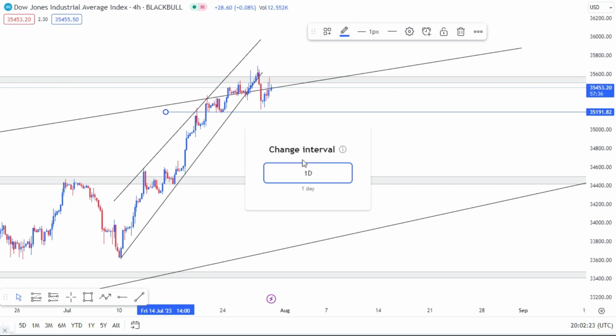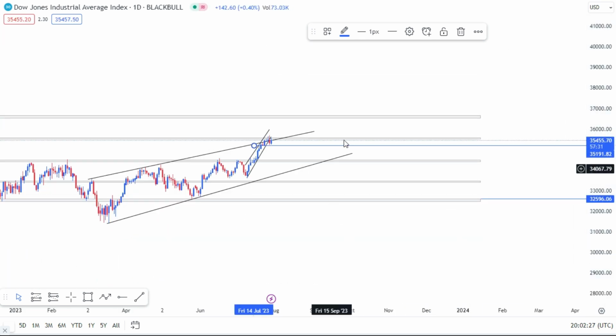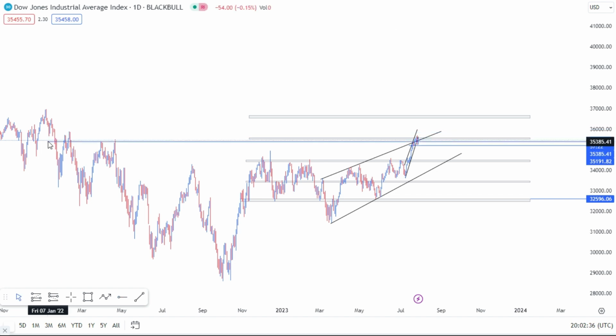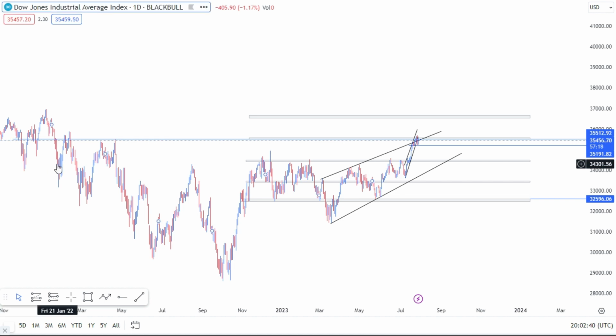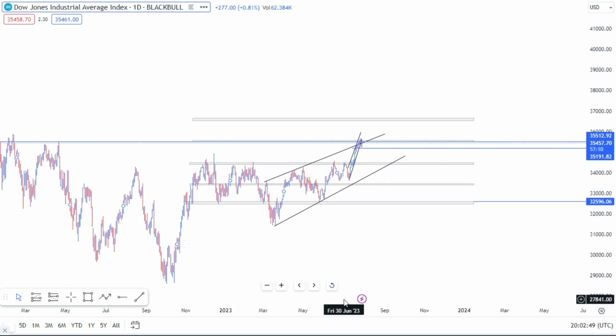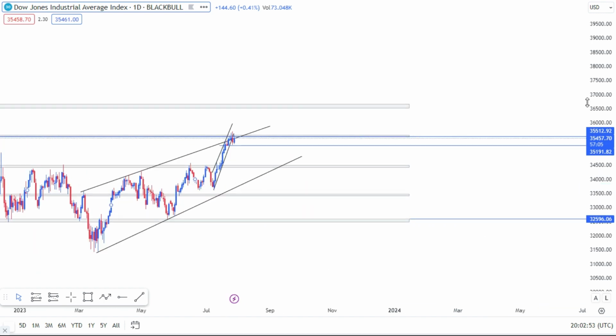Even if we go back to the daily time frame, we can see that this level right over here is well respected. Let me just use this line over here, so you guys can see how respected this level is. The market usually stops around this level, so you should pay more attention to it and be patient with it. That'll be all for US30. Let us move to NAS100.